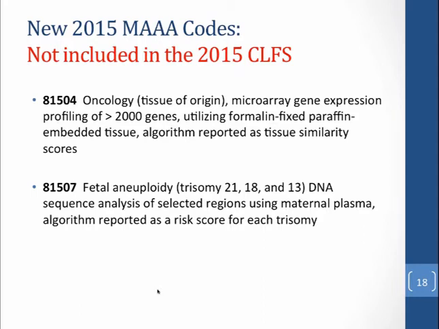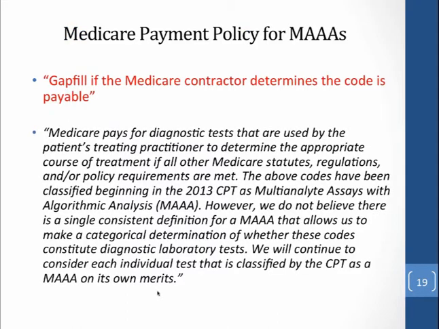Now, we mentioned earlier that we're going to talk about the MAAA codes. The issue here is that there's two new ones, for example, which are good examples of what an MAAA code is, like tissue of origin. It's a microarray gene expression of over 2,000 genes, and it uses an algorithm as a tissue similarity score. CMS has thus far refused to place these on the fee schedule, so there's no official price on these type of codes, either the existing ones or the new ones.